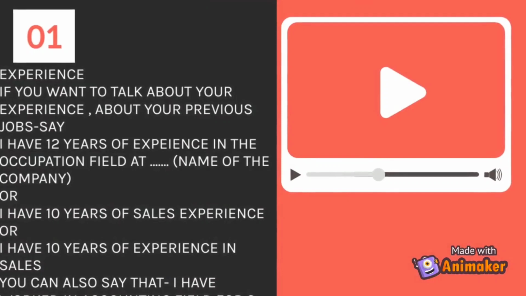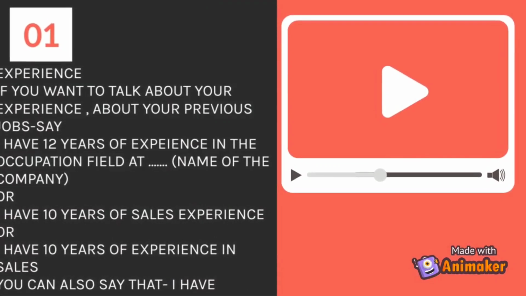Dear students, another point which you can add while introducing yourself is to talk about your experience or about your previous jobs. Then you can say, I have so and so years of experience in the occupation field at, and you have to mention the name of the company. Or I have 10 years of sales experience, or I have 10 years of experience in sales. Or you can also say that I have worked in the accounting field for dash and dash years.